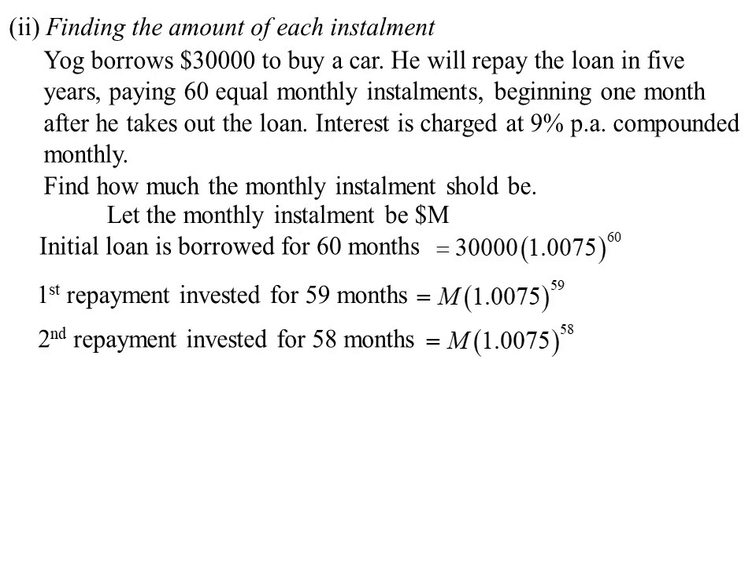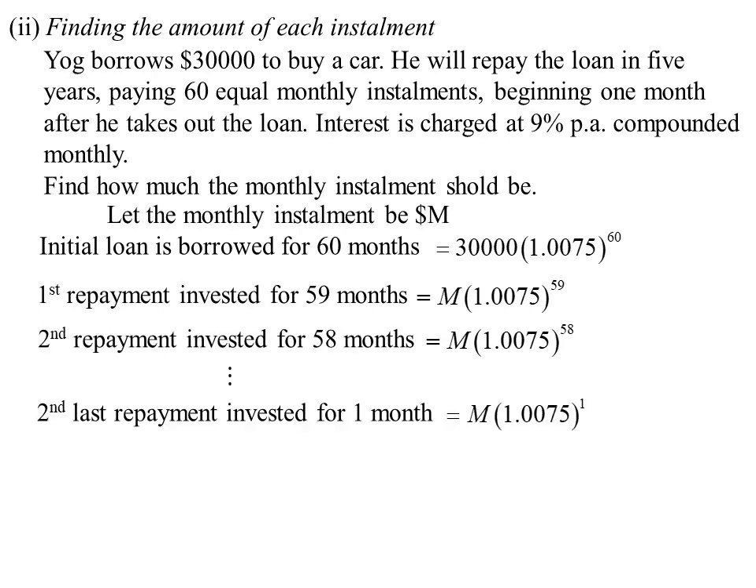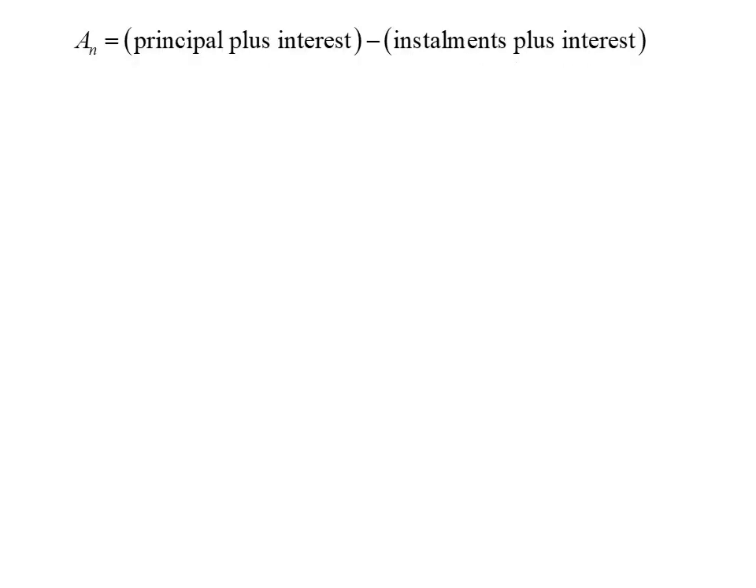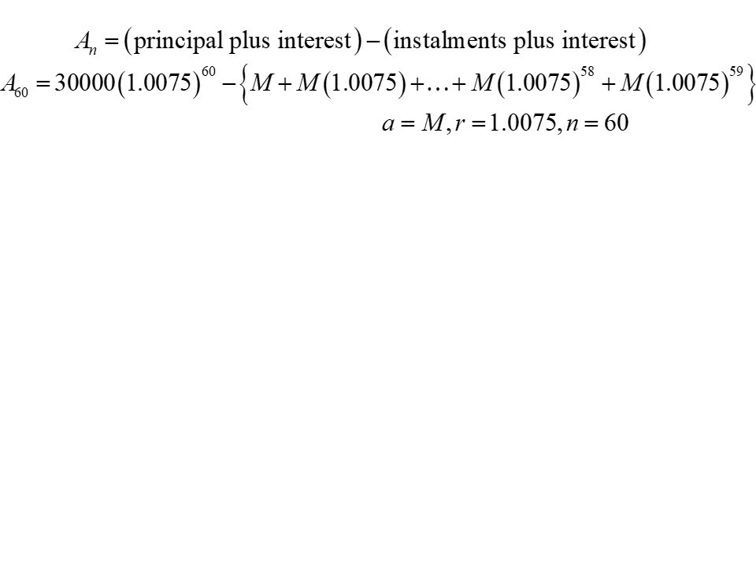But my second one will be in there for 58 months, and so on and so on and so on. The second last one will be in there for 1, and the last one obviously in there for 0. Their investment minus my investment. So this time we don't know the first term, that's what we're trying to work out.